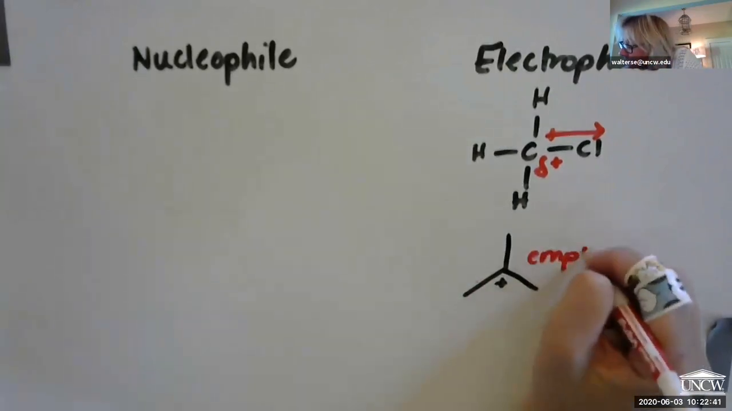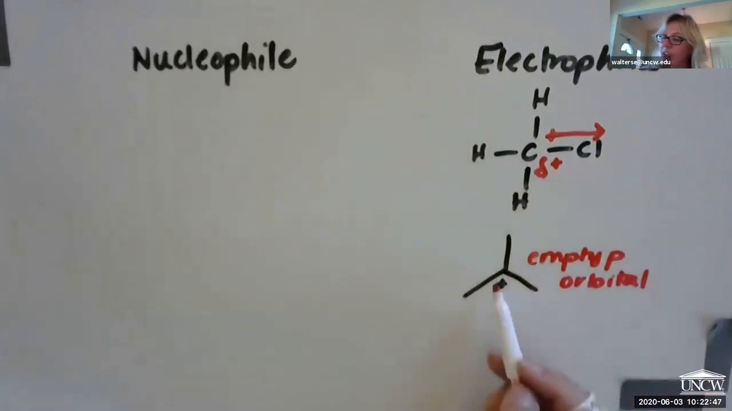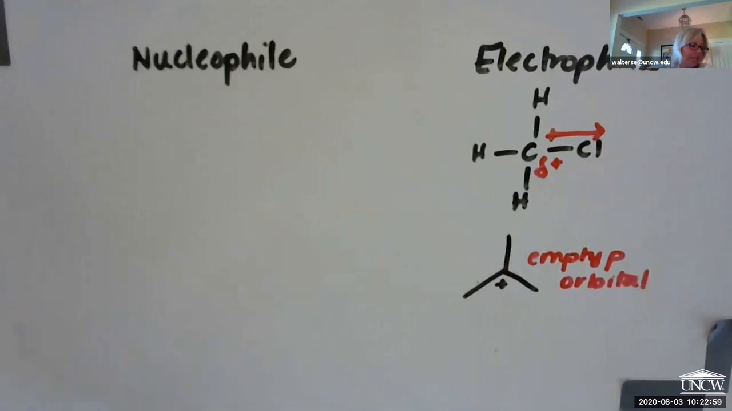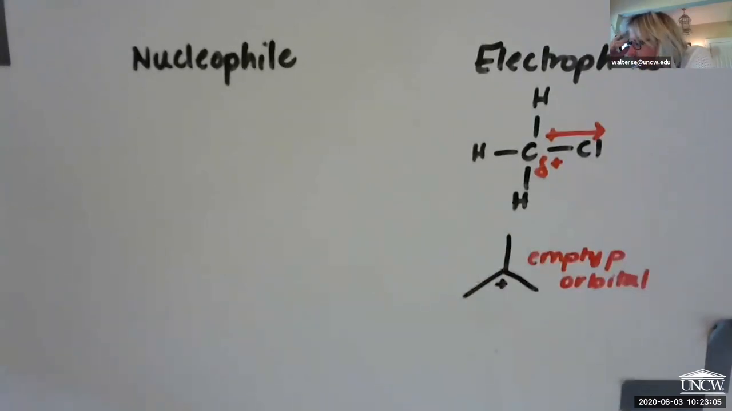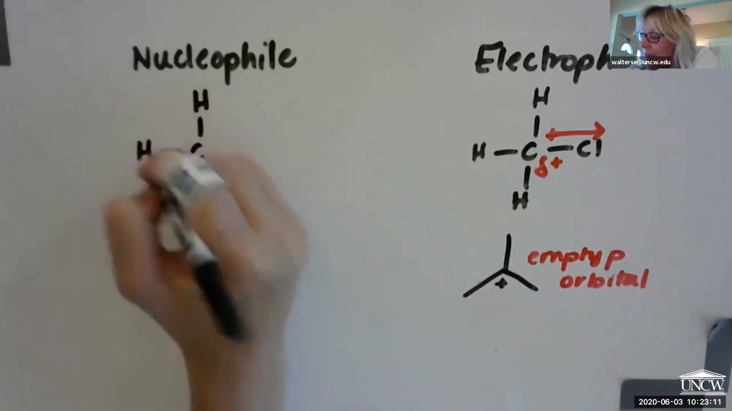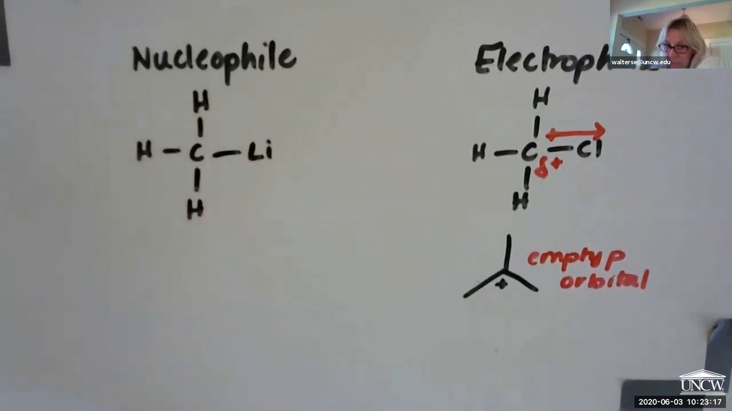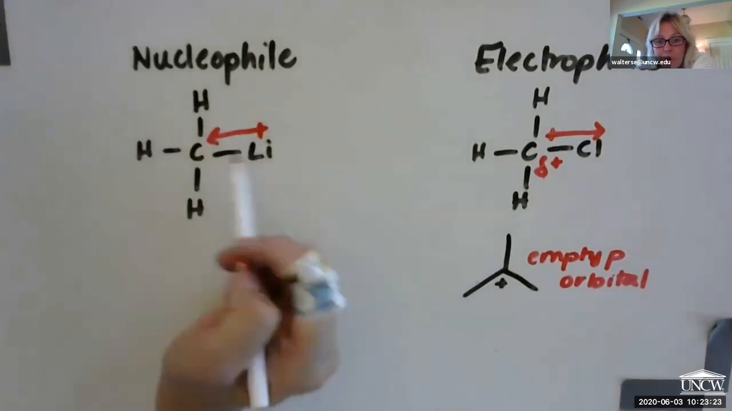And in this case, you would have an empty p orbital. Because carbocations are sp2 hybridized and trigonal planar, so they're flat. And so they have a lobe on the top and a lobe on the bottom. Now, one of the things that you can do is reverse the polarity. Some metal atoms, like lithium and magnesium, do bond to organic molecules. But when they do so, they make the carbon partially negative. So the bond dipole is reversed.